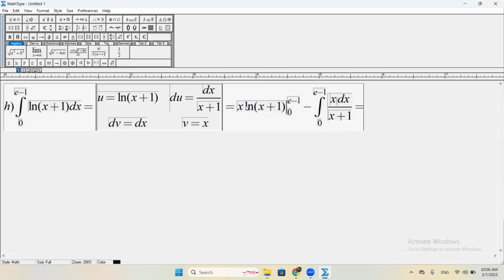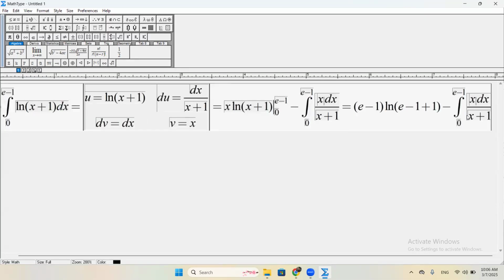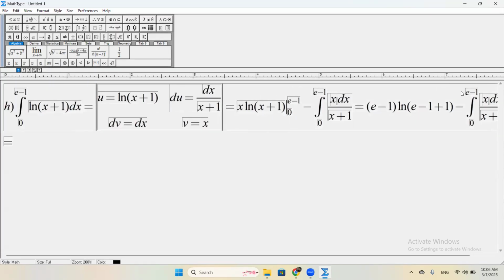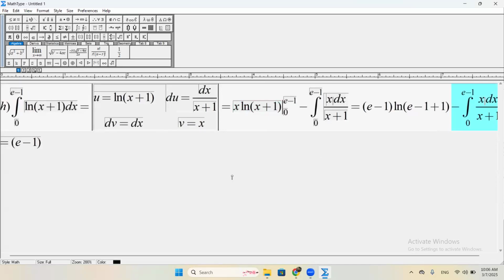So now let's first of all calculate this expression. So e minus 1 multiplied by logarithm of e minus 1 plus 1, and minus 0, because of 0 here, and actually logarithm of 1 as well. Here we just have e minus 1, because it will be natural logarithm of e that is equal to 1. So done with this.